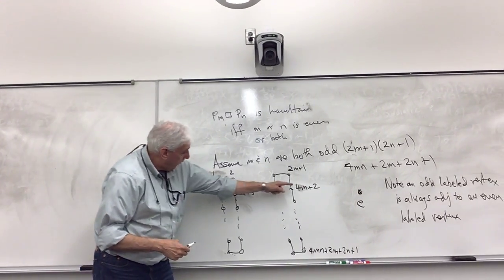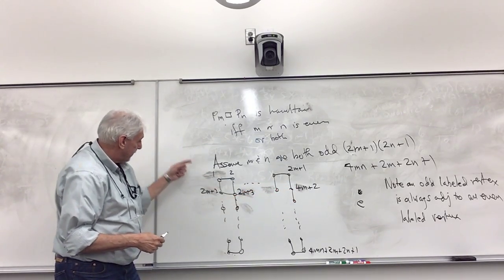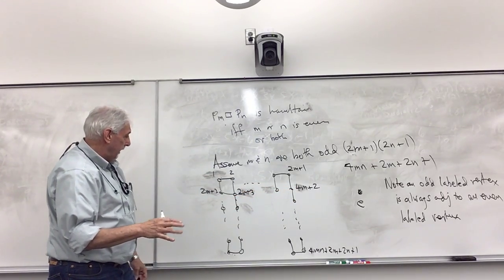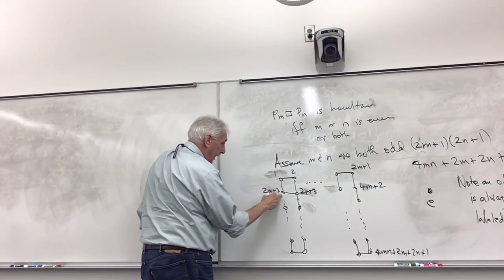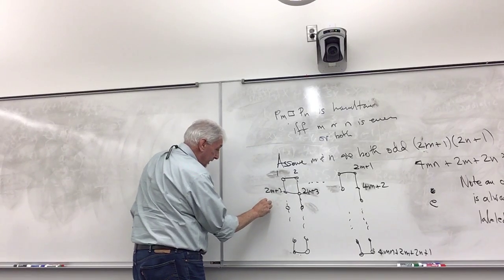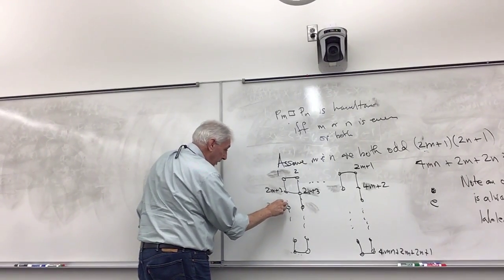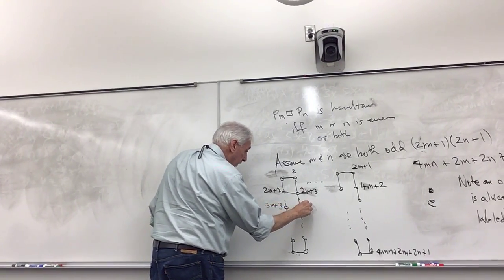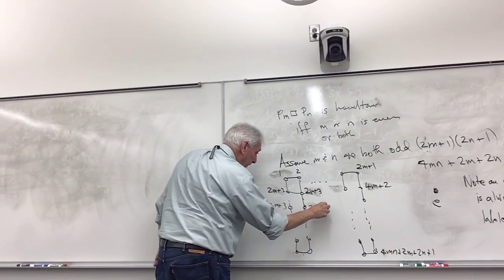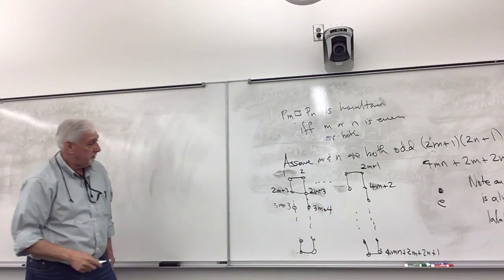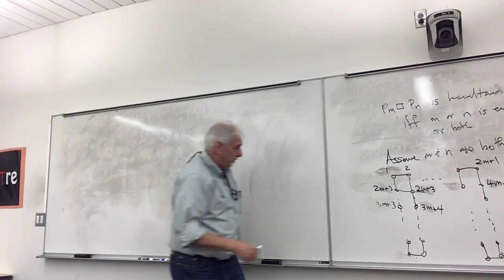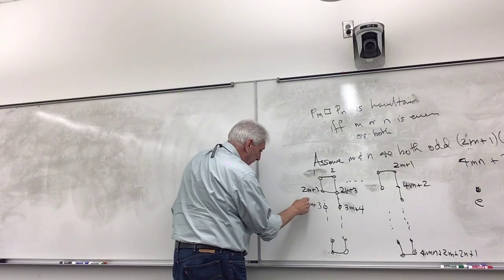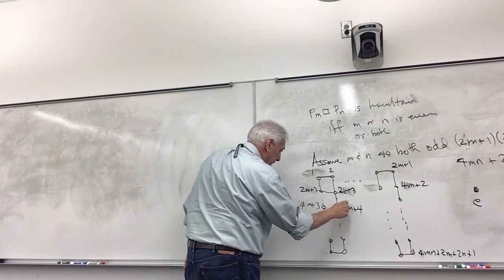Let's see. So I go down to 4m plus 2, and then I come... So I needed a better way to label this. So 2m plus 2. So this would be... I'm going to add m plus 1 to this. So this is 3m plus 3, and this is 3m plus 4. Is that right? Okay. No, that's not right either. 4m plus 3 and 4m plus 4.